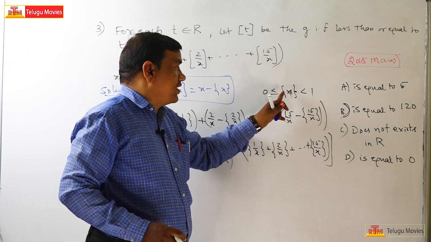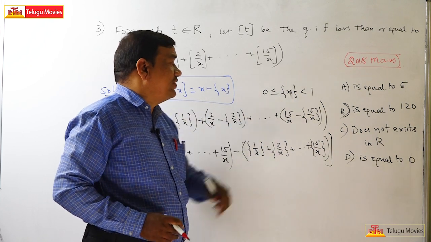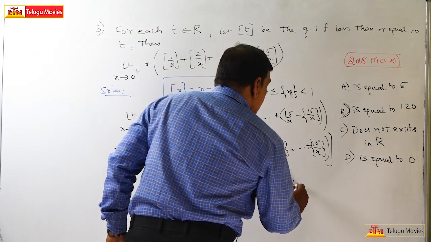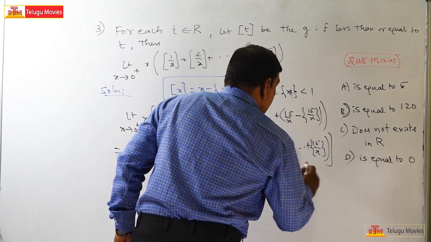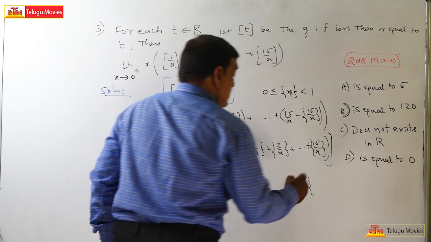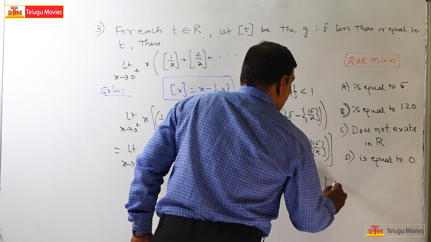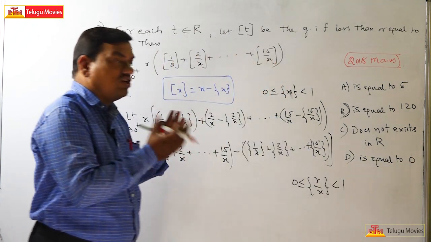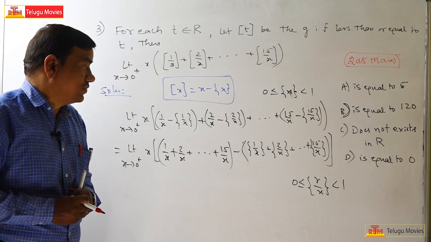The fractional part of x lies between 0 and 1. Not only that, the fractional part of whatever it may be, r by x, is also less than 1.